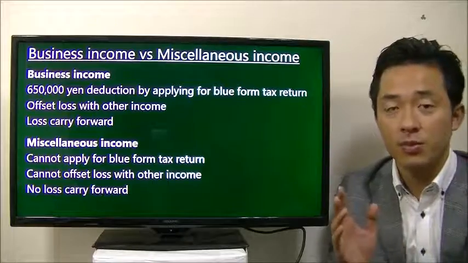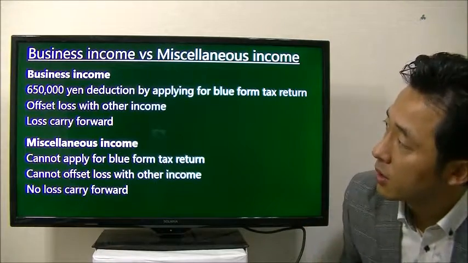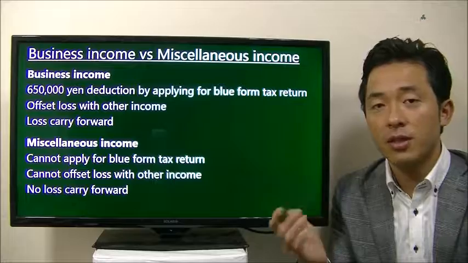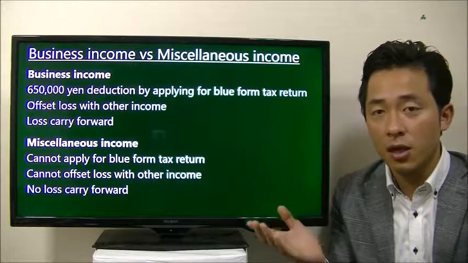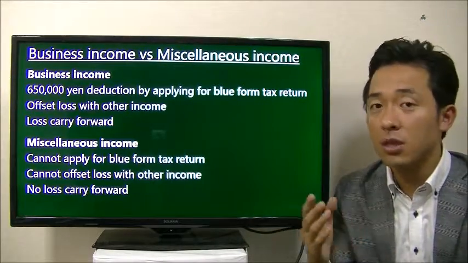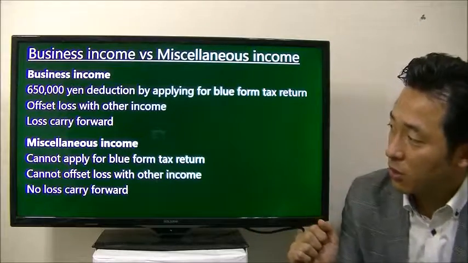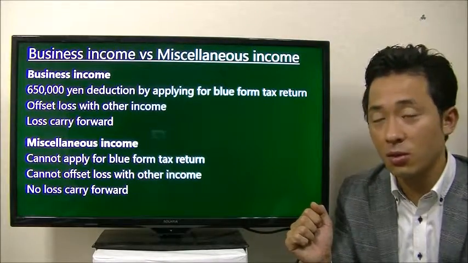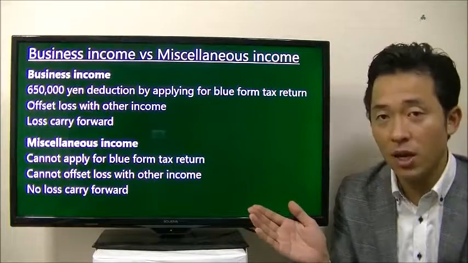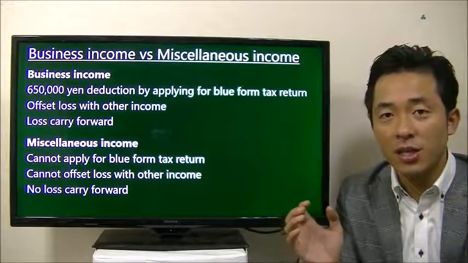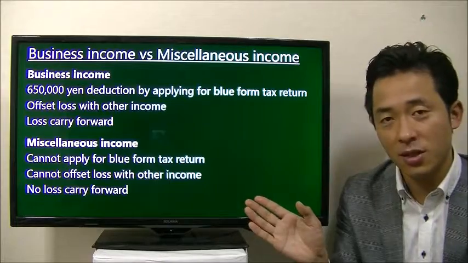So the difference between business income and miscellaneous income is very important. If it's business income, you can enjoy 650,000 yen of deduction by applying for the blue form tax return status, you can offset the loss with the others, and you can apply for the loss carry forward. On the other hand, for miscellaneous income, there's no good point. You cannot apply for the blue form tax return, which means no deduction, you cannot offset loss with the other incomes, and also no loss carry forward. So a lot of people think that we should categorize our income as business income, not miscellaneous income.